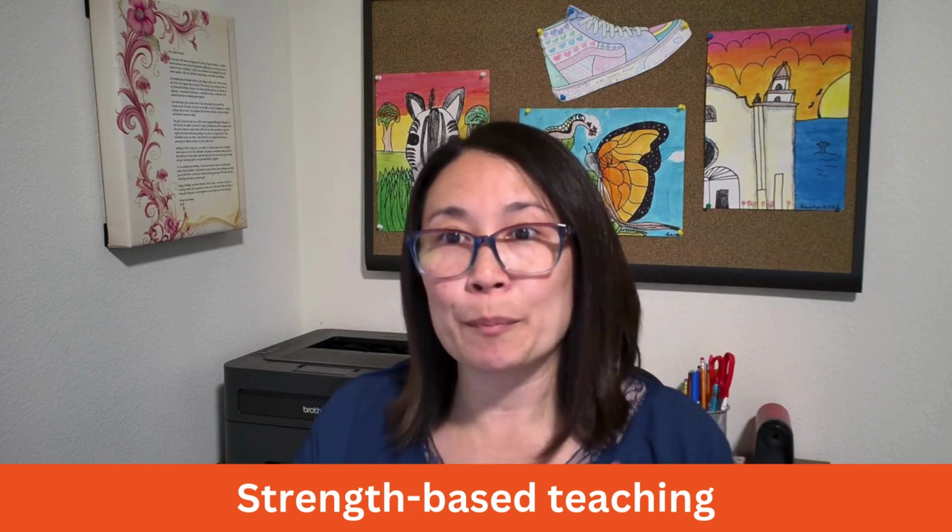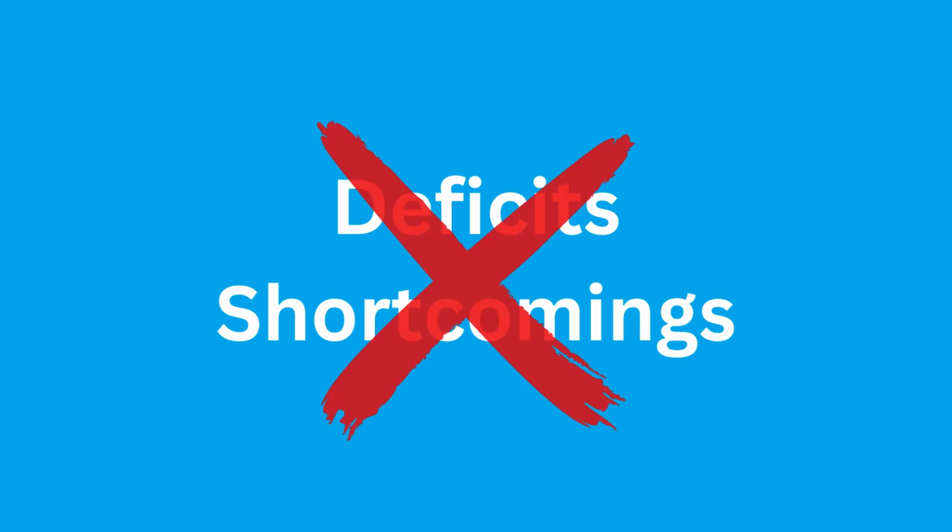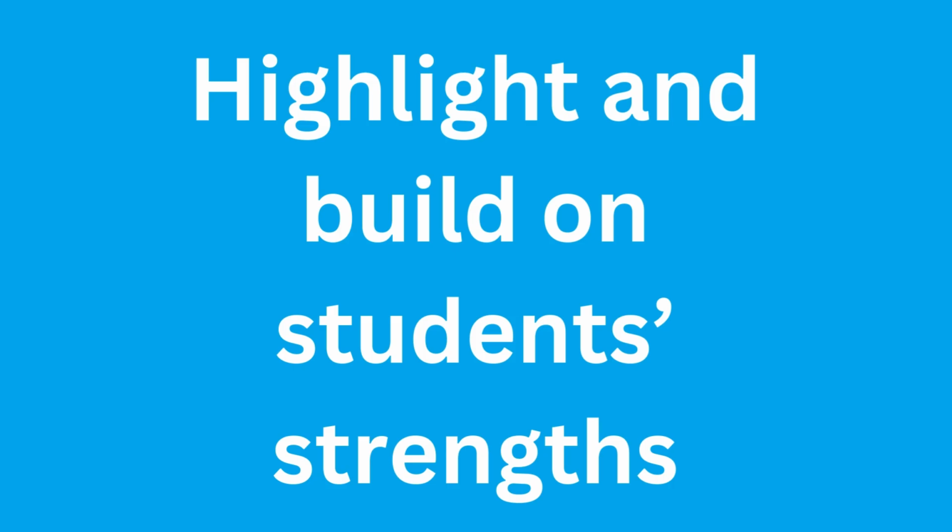Asset-based instruction, or strengths-based teaching, focuses on students' strengths and potential instead of weaknesses. It's moving away from a deficit-based teaching model, which highlights students' shortcomings, and instead highlights students' strengths and how they can build from those. But how do you find out what areas students can show growth or what they already know?